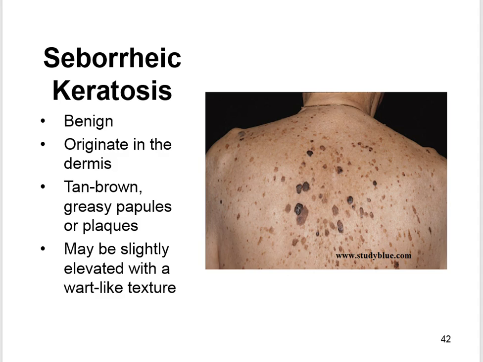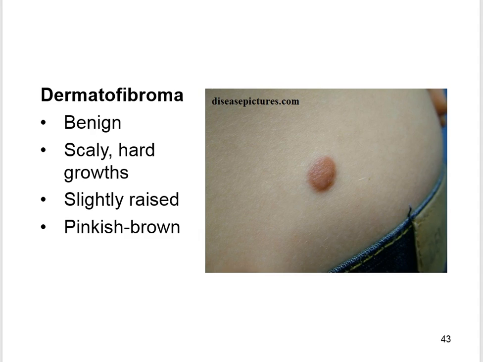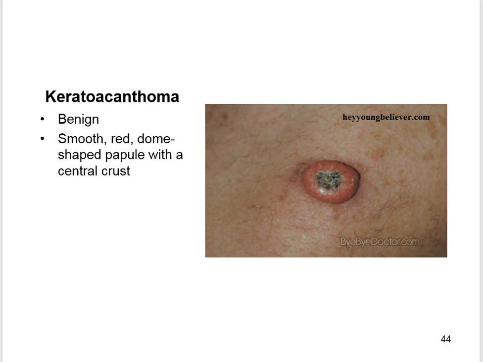Seborrheic keratosis, and keratosis has to do with the thickened area of the epidermis. This is benign. It originates in the dermis. You have tan, brown, greasy papules or plaques. It may be slightly elevated with a wart-like texture. This is a dermatofibroma. This is benign, scaly hard growth, slightly raised, and it's pinkish brown. Keratoacanthoma. This is also benign, smooth red dome-shaped papule with a central crust.